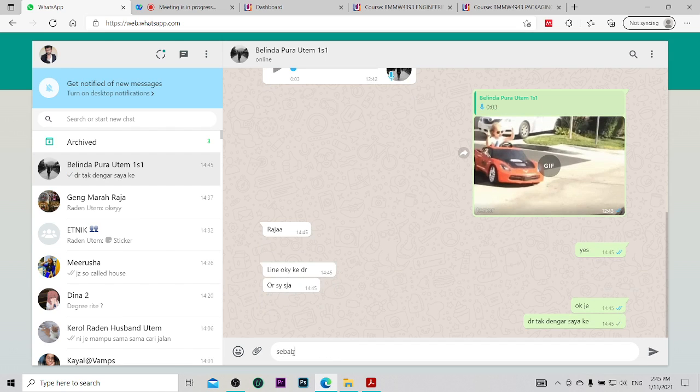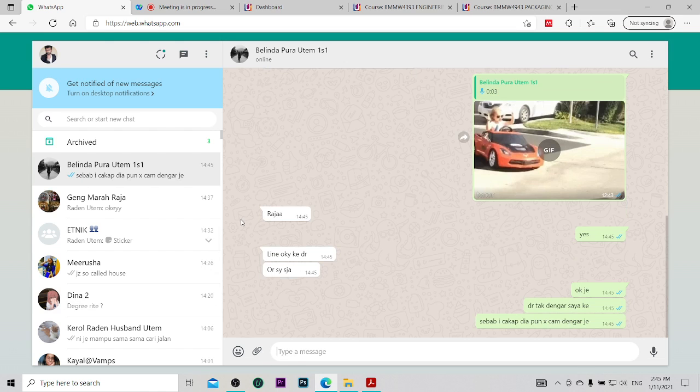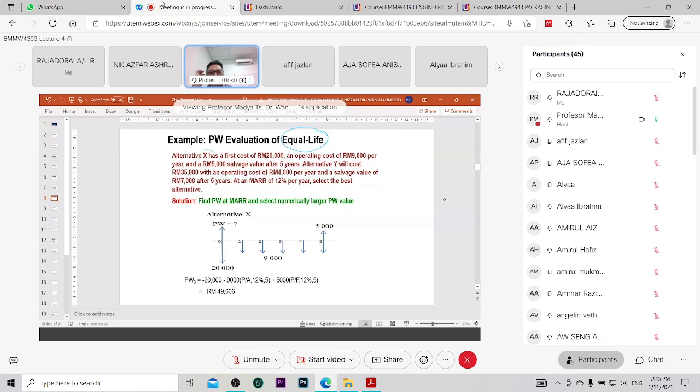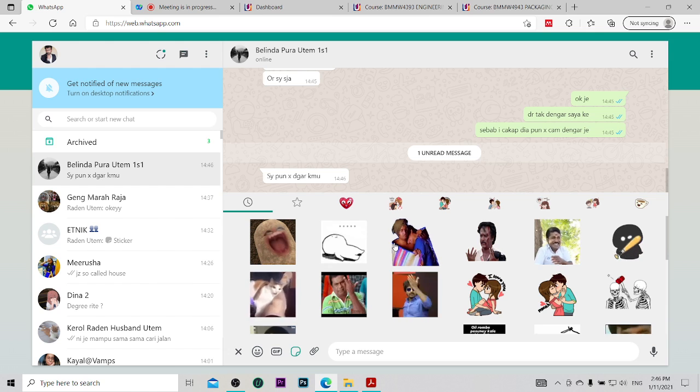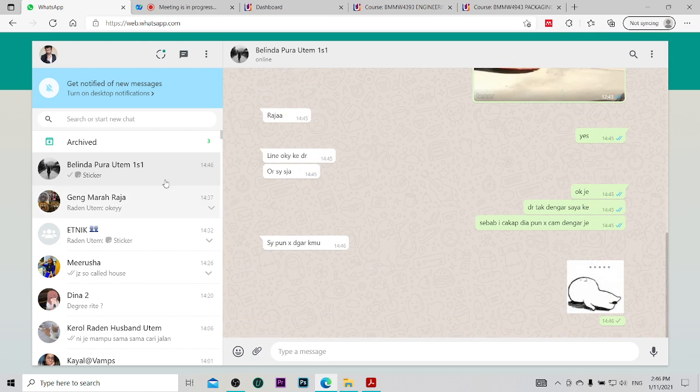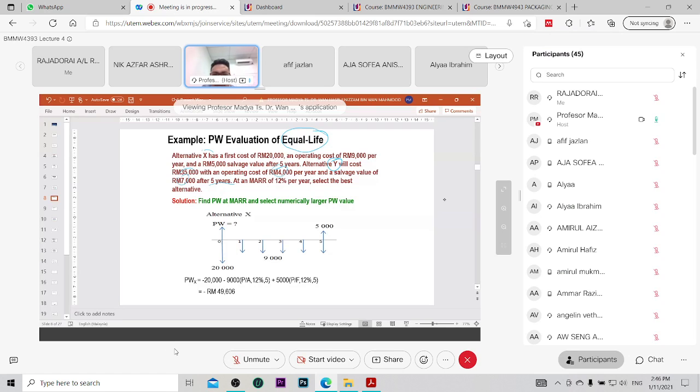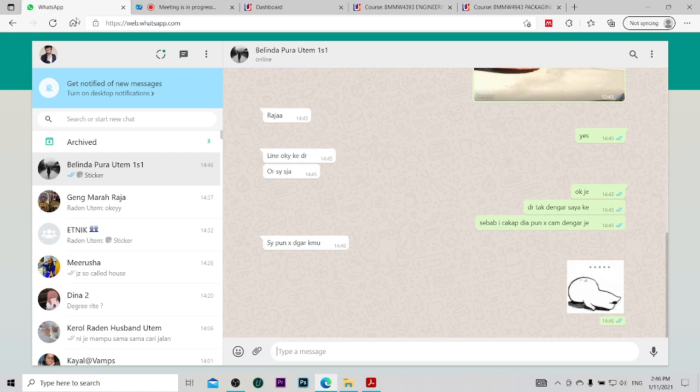Alternative X, as a first choice, has a first cost of 20,000, an operating cost of 9,000 per year, and a 5,000 salvage value after 5 years. Alternative Y will cost 35,000, with an operating cost of 4,000 per year and a salvage value of 7,000 after 5 years, and a MARR of 12% per year. Select the best alternative.